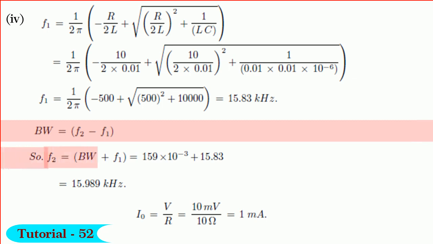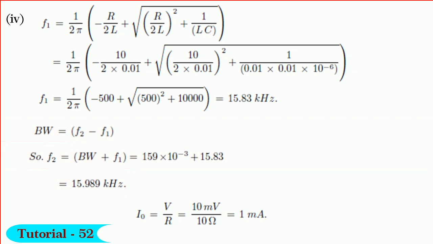To find f2, we know that bandwidth is equal to f2 minus f1. Hence, f2 is equal to bandwidth plus f1. By substituting bandwidth equal to 159 into 10 to the power of minus 3 kilohertz and f1 is equal to 15.83 kilohertz, we get f2 is equal to 15.989 kilohertz. Finally, we know I naught is equal to V divided by R, and by substituting the values and solving, we get I naught is equal to 1 milliampere.